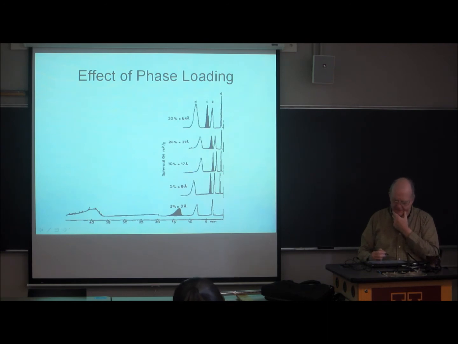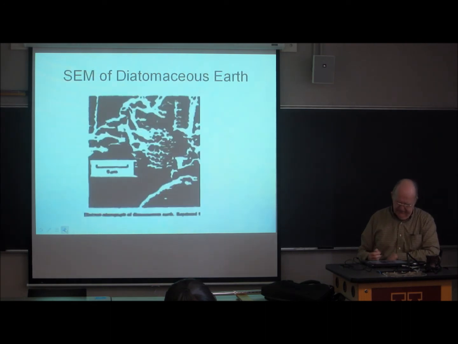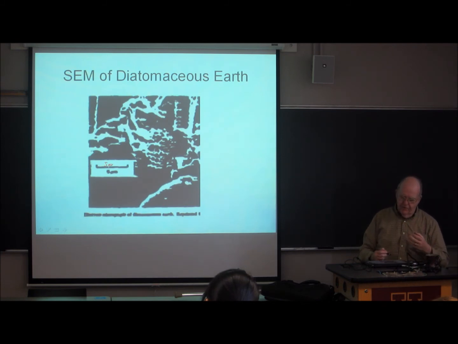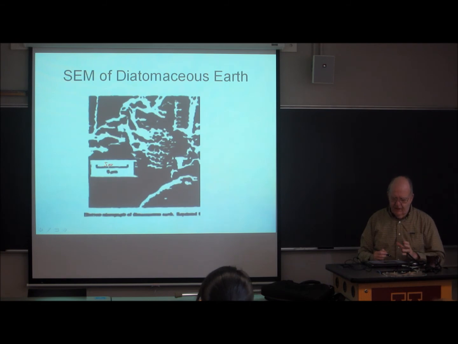This goes back to the packed bed column, not a capillary column. Let me see if I have a picture there. This is a picture of the stuff that we put in packed beds. This is diatomaceous earth. This is I think a 5-micron marker. It's highly porous material. You can load it with a lot of polymer to function as the stationary phase.